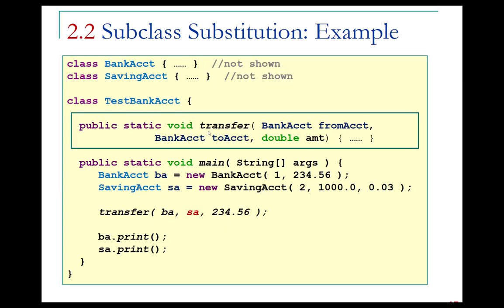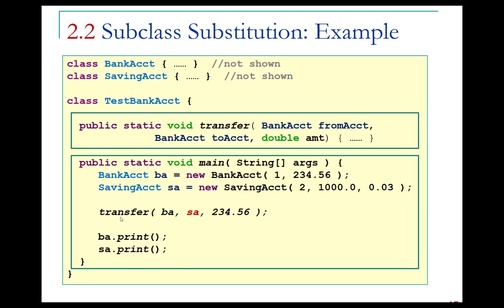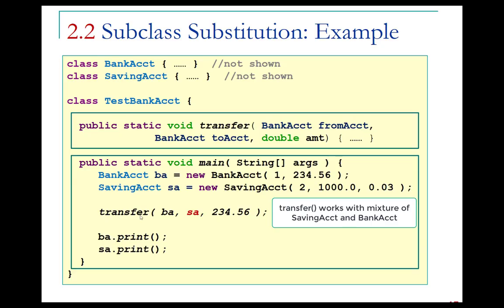We had before a transfer method that transferred from bank account to bank account. Now, we can actually do a transfer from a bank account to a saving account with no issue. BA is a bank account, SA is a saving account. Saving account is a subclass of bank account. So the method transfer, which works on bank account to bank account, is applicable to bank account to saving account as well.